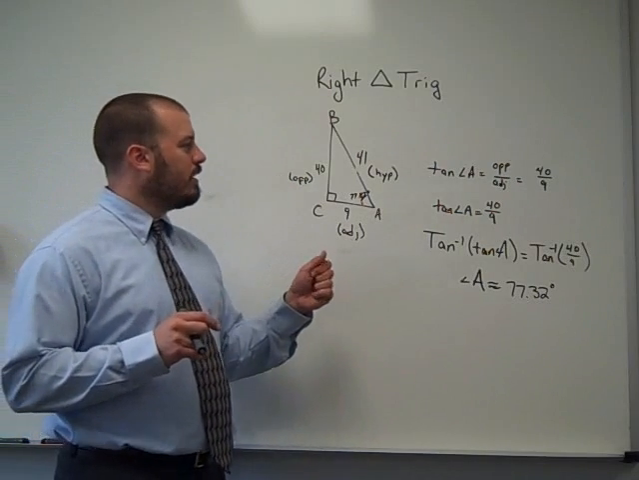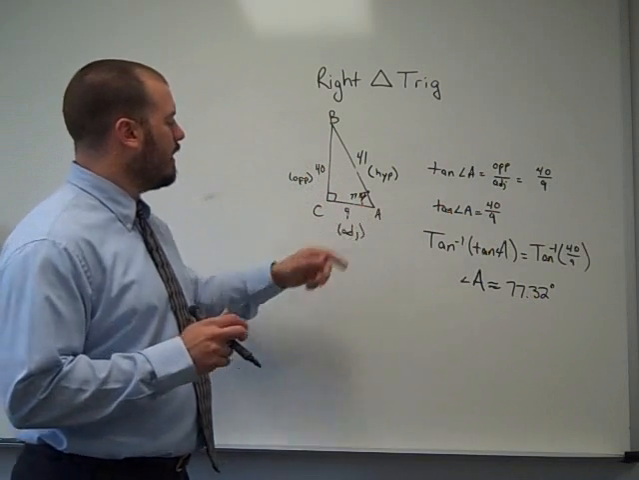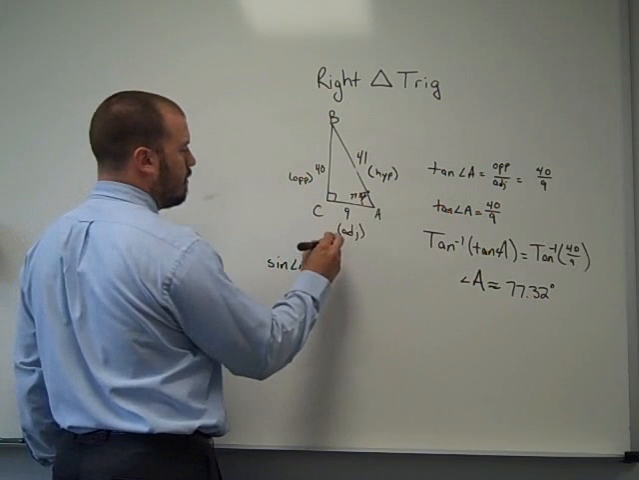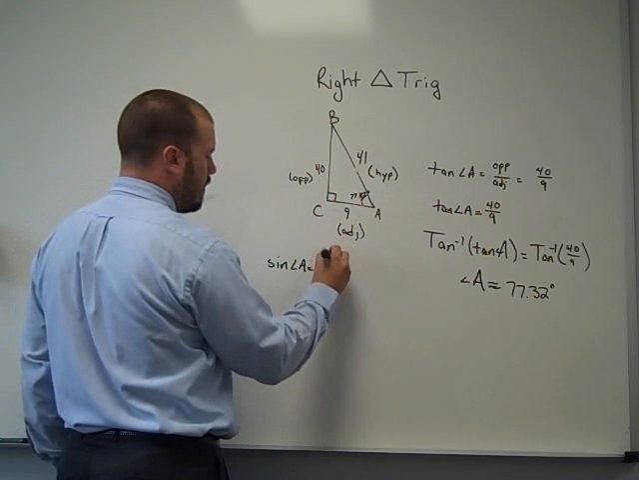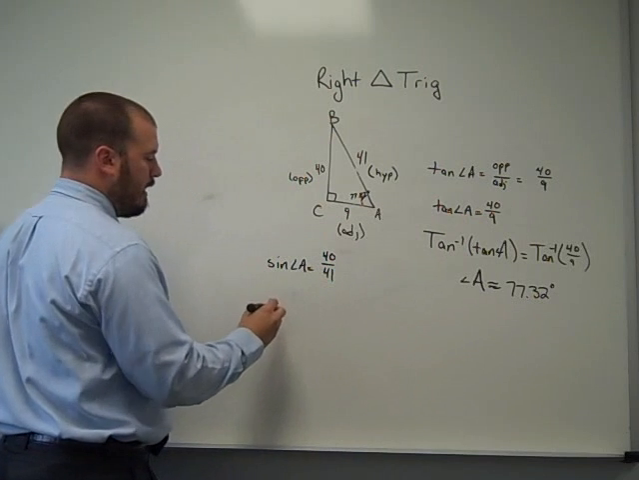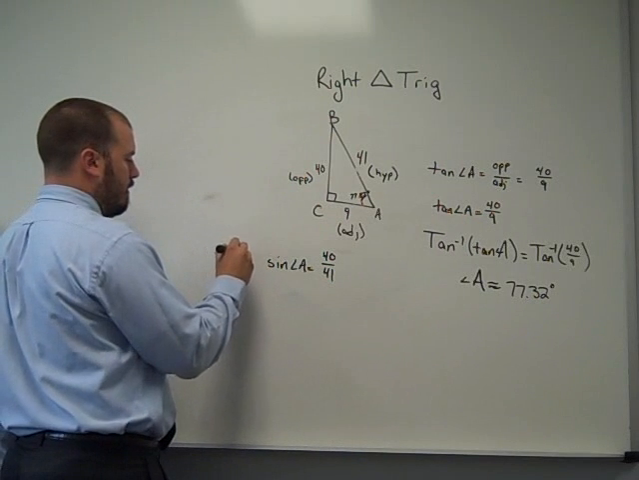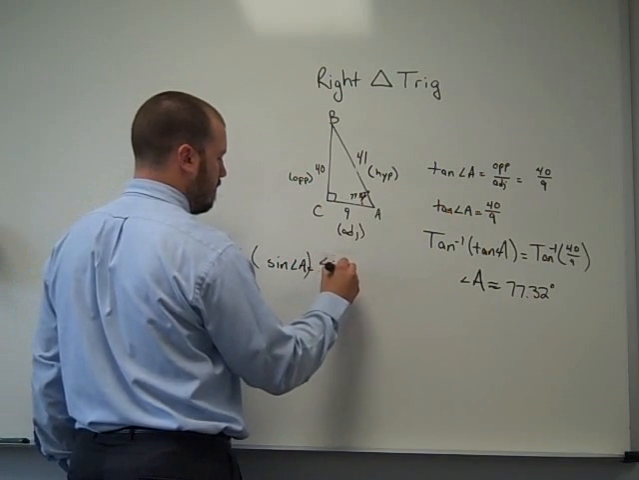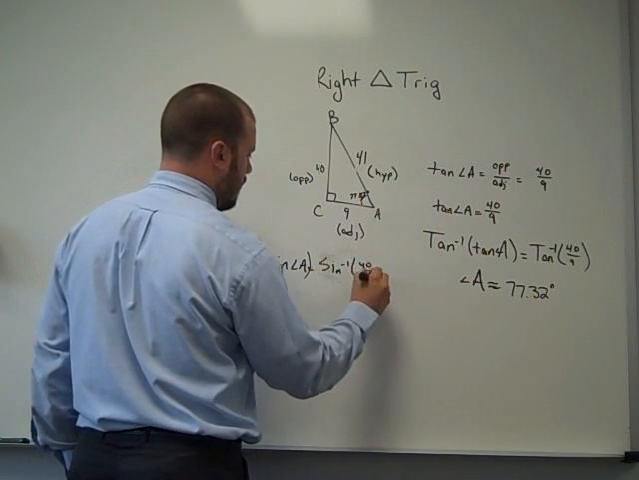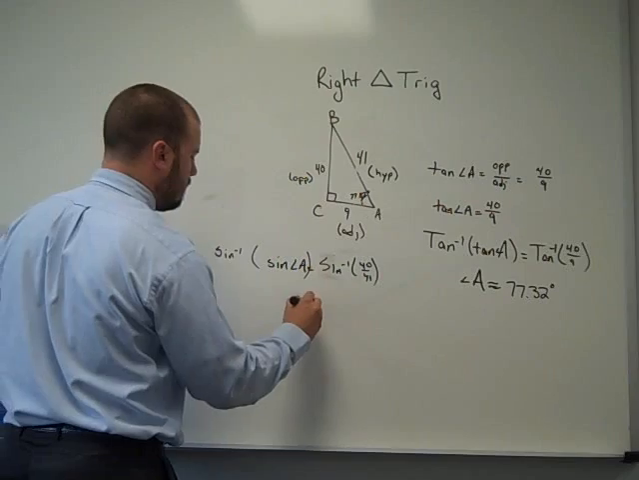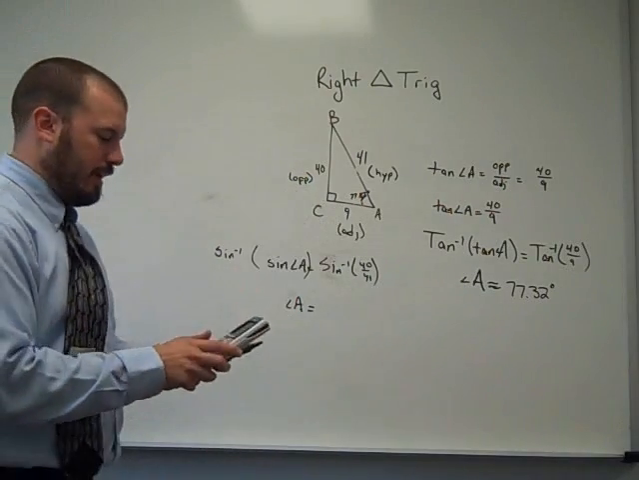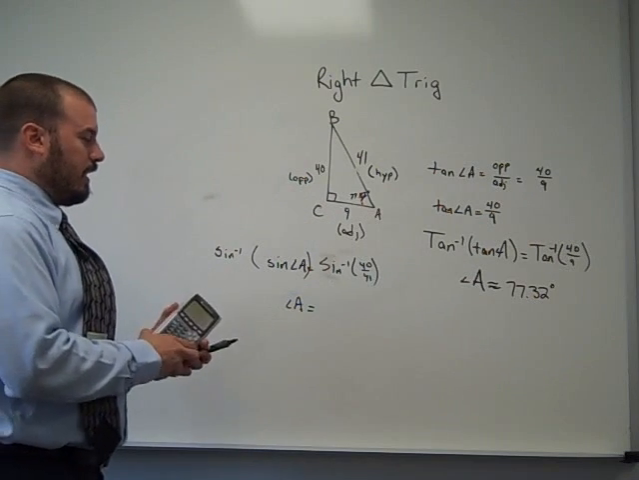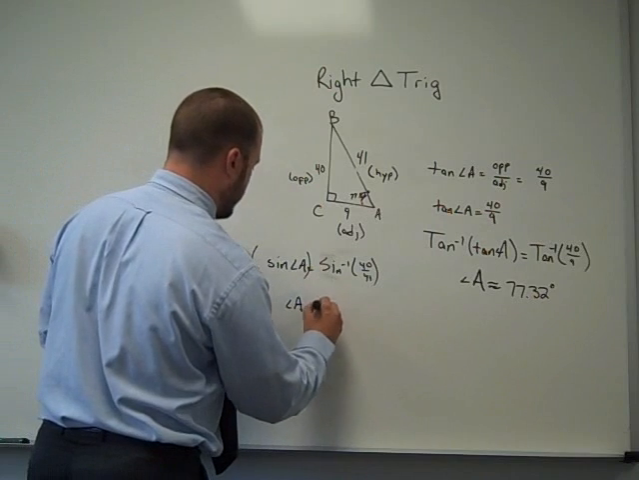You can do pretty much the same thing using sine or cosine. If I wanted to find angle A using sine, my setup equation would be sine of angle A is equal to opposite over hypotenuse, 40 over 41. And then again, I would use sine inverse on both sides. Go to the calculator. Expect the exact same answer. And it is 77.32 approximately.